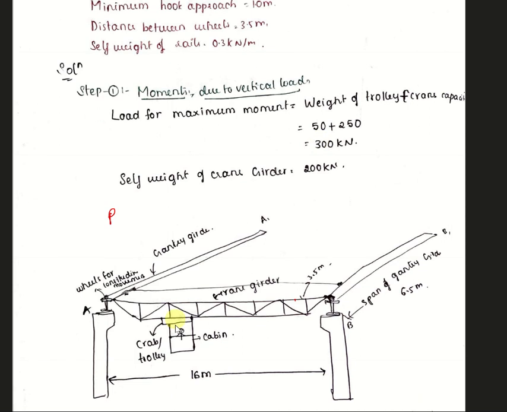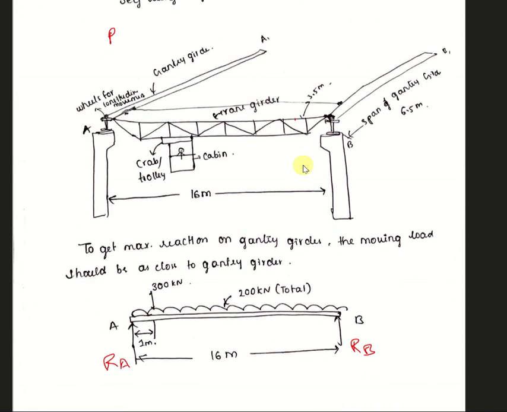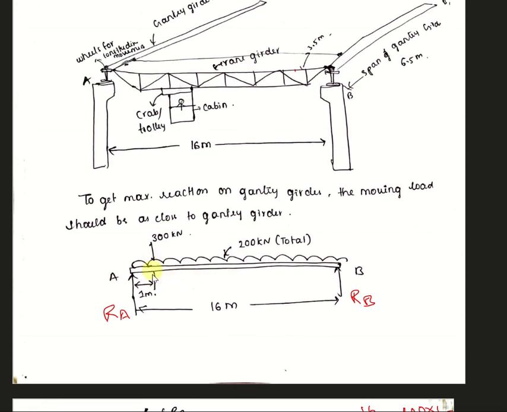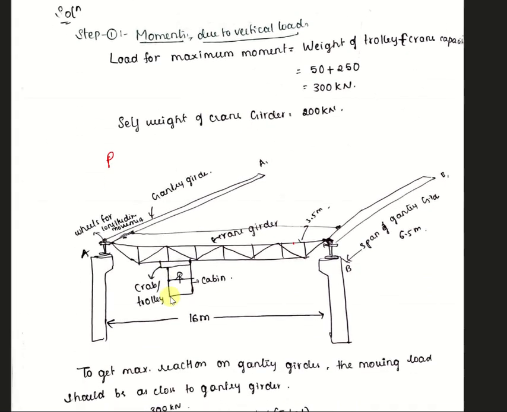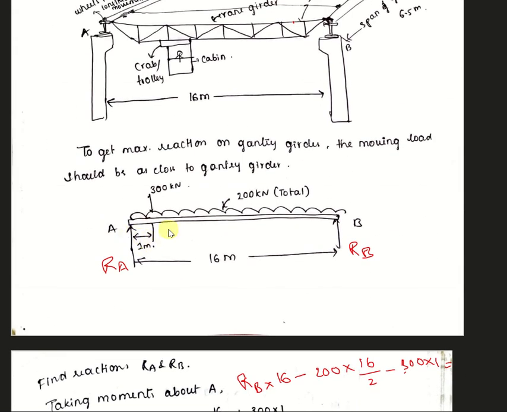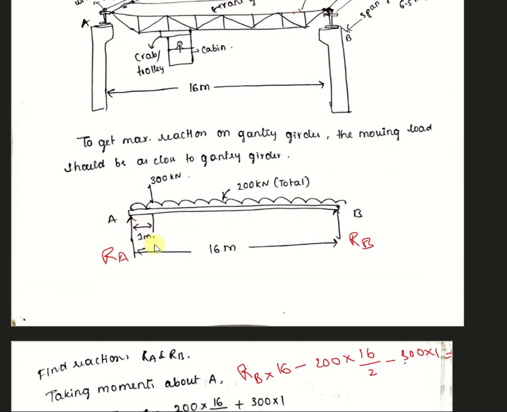What is that? This is the crane cabin, I mean trolley, plus the weight it can carry. That's together 300 kilonewton. That should be very near to the support in order to get the maximum reaction, isn't it? So we are choosing reaction support A to get the maximum reaction. So 300 kilonewton, this should be 1 meter because it is given as minimum hook approach. So that is the closest distance possible from the gantry girder. It is just 1 meter itself.